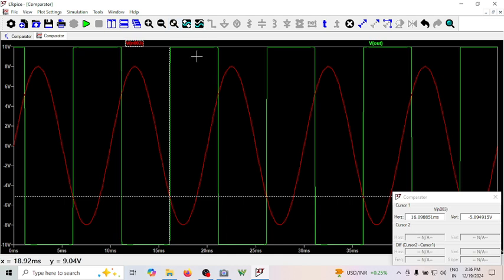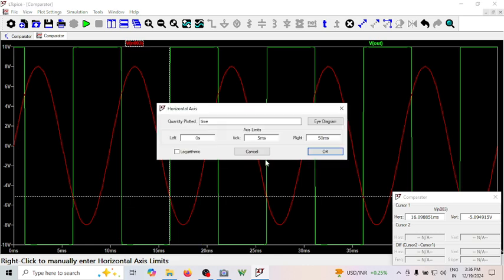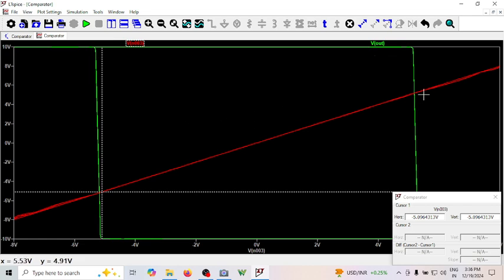If you want to see the hysteresis, it is possible to do that. You can change this from time to V. Suppose if your x-axis is input, then this will become a transfer characteristic. So what should be your x-axis? Here you can see this is your input. If I change from time to V of n003, you can see this is your transfer characteristics.